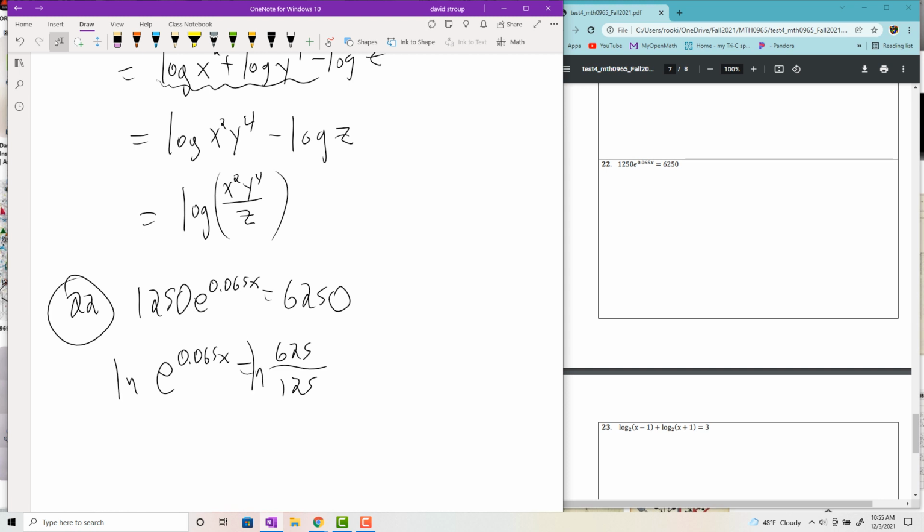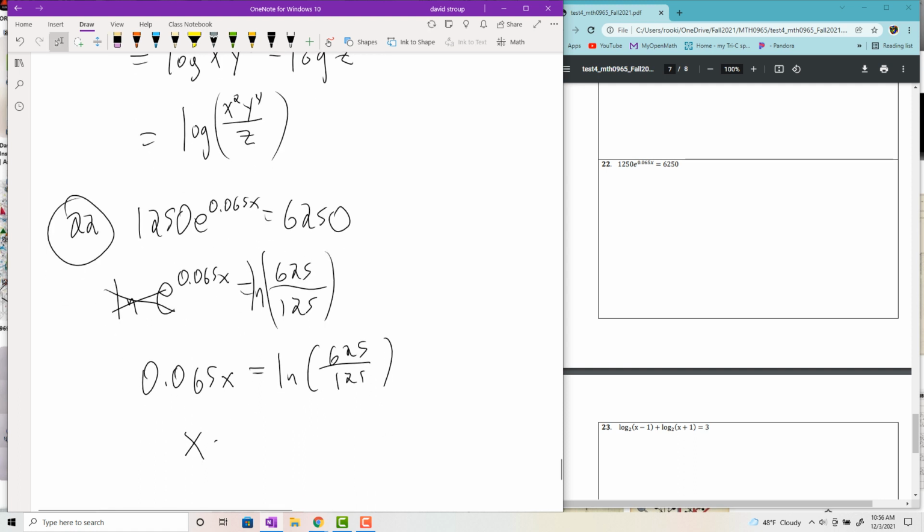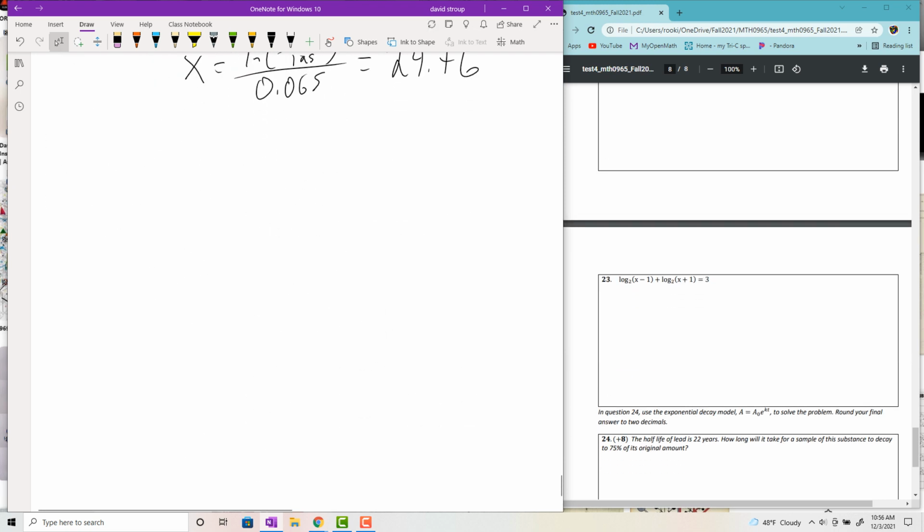Take ln on both sides. Over here, the ln and the e kind of cancel each other out, and you just get 0.065x. It's kind of like squaring both sides to get rid of a square root. And then you've got ln of 625 over 125. Finally, divide by 0.065, and then go to your calculator for an approximation. So you get ln of 625 over 125 divided by 0.065, and that'll be approximately, to 2 decimals, 24.76. Okay. No need to check the answer here, but with logarithm equations, you have to check your answer.